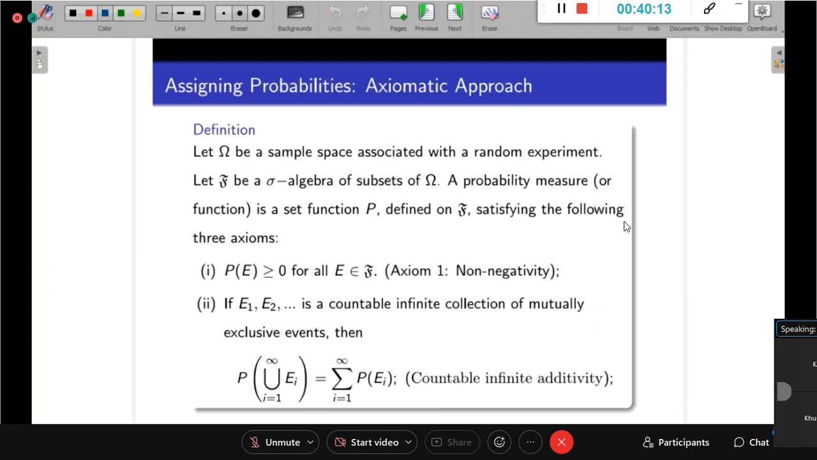Right. Now, let's define the axiomatic approach for probability.